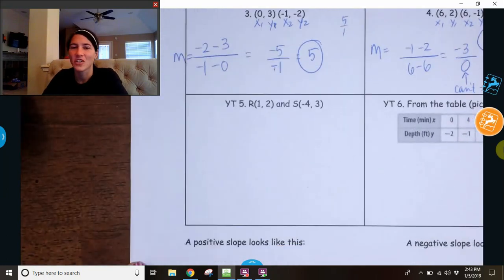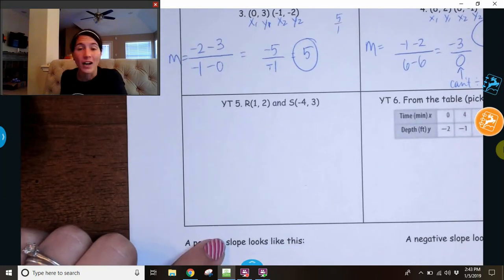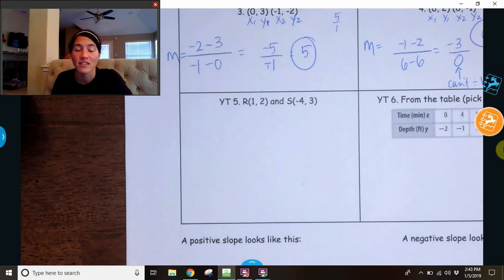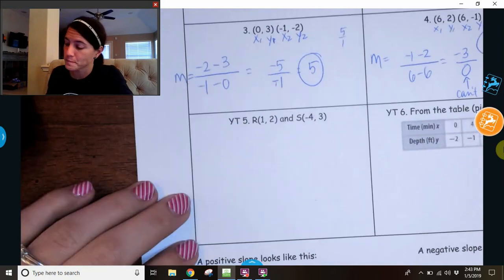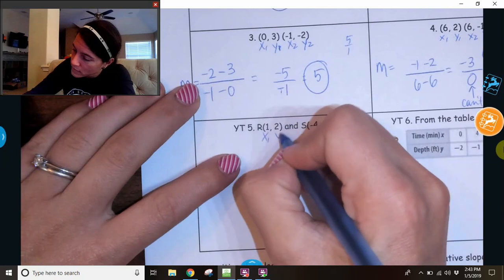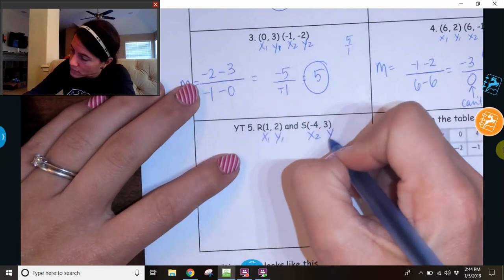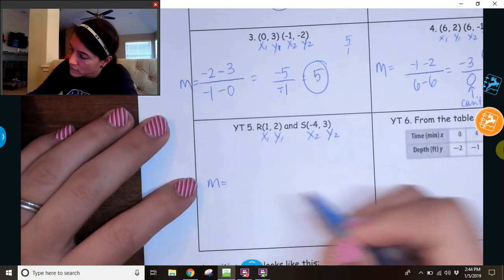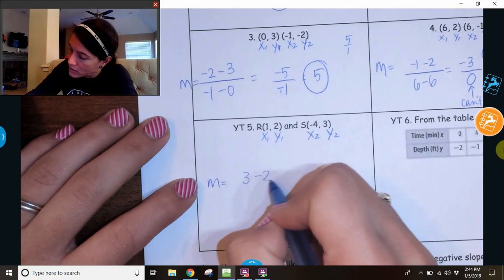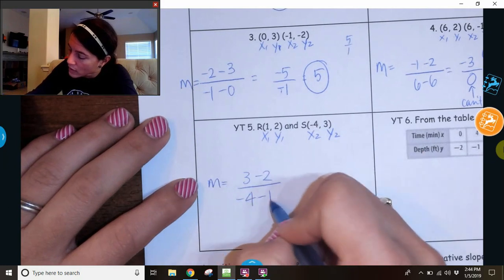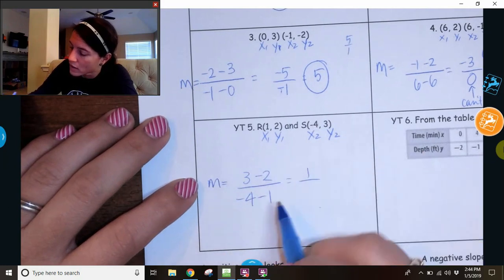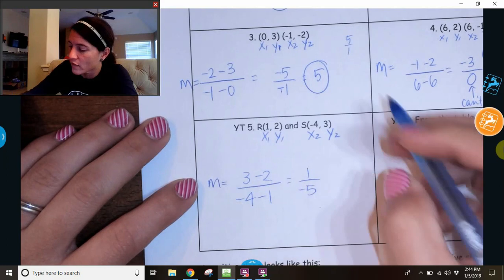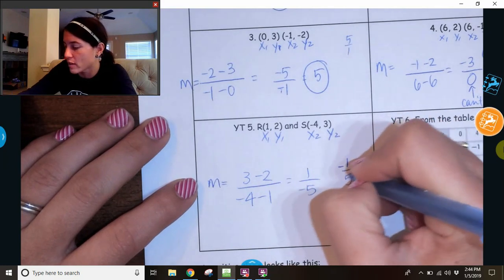All right. So you try number 5. Pause it. You try. Find the slope between R and S, and then press play when you're ready to see it. Okay, 3 minus 2. 3 minus 2 is 1. -4 minus 1 is -5. So my slope is -1/5.